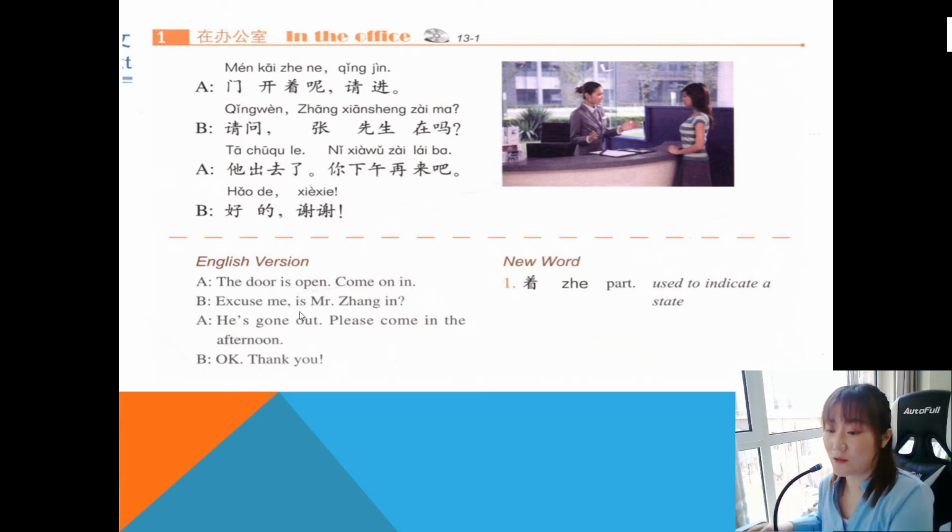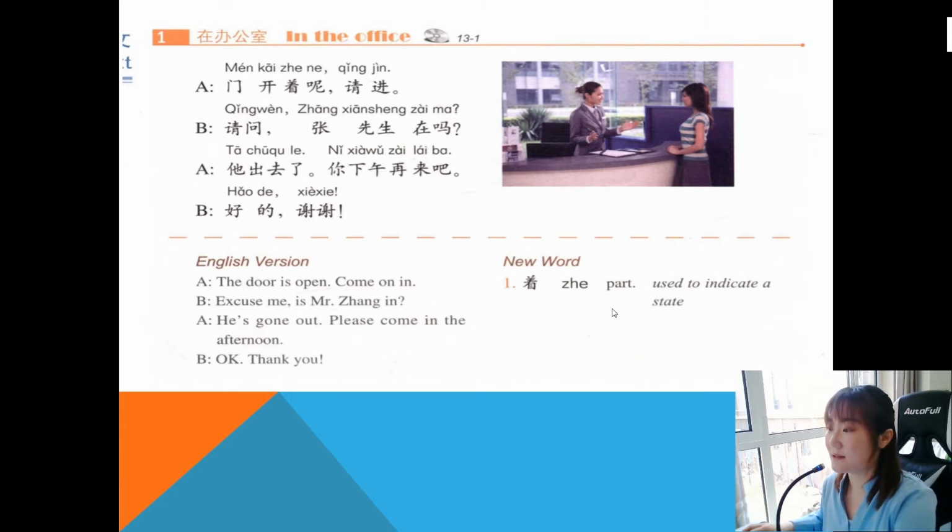请问 here, excuse me. 张先生在吗？Is Mr. Zhang in? 在 means in or here. Is Mr. Zhang here, or is Mr. Zhang in? 他出去了。He's gone out. Le here is past tense, right? It indicates the past tense. So 你下午再来吧。Please come in the afternoon. 再 here means again, right?